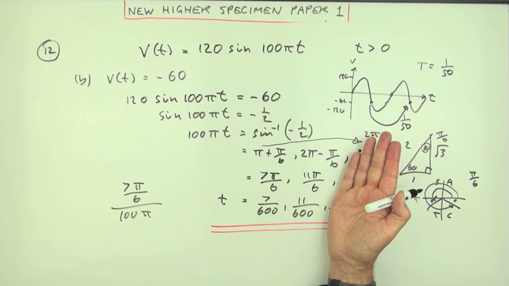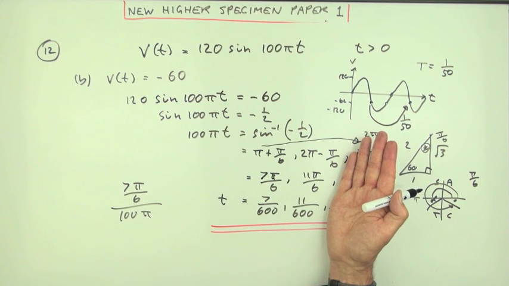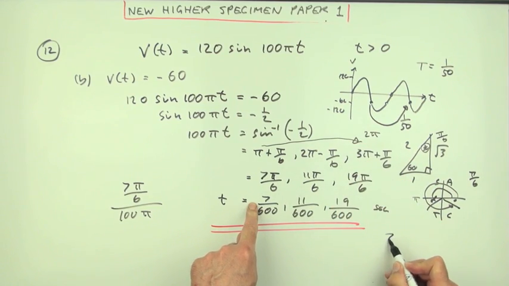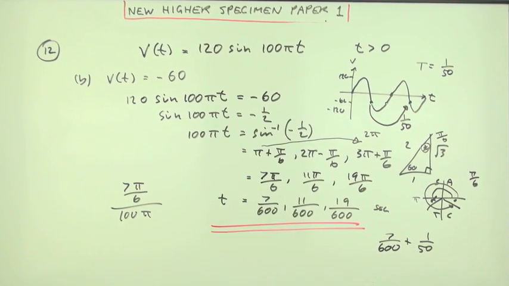The alternative to adding on that next wavelength would be simply to say the next one after that would be this one plus the period of a 50th. That's 7 over 600 plus a 50th. To make that into 600, I multiply by 12. So it's 12 and 7, which makes 19.